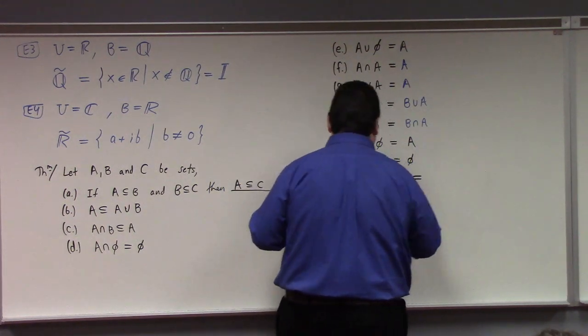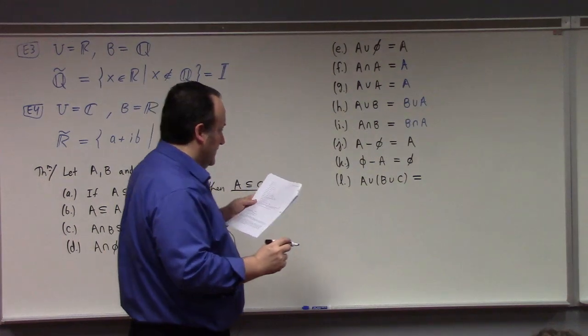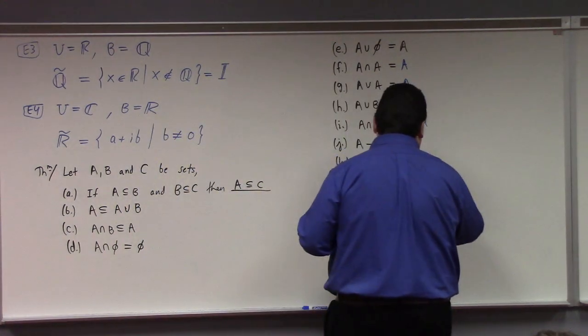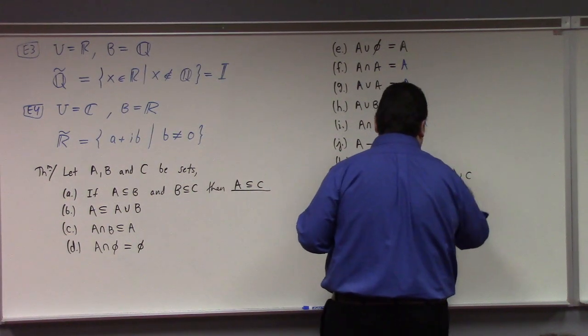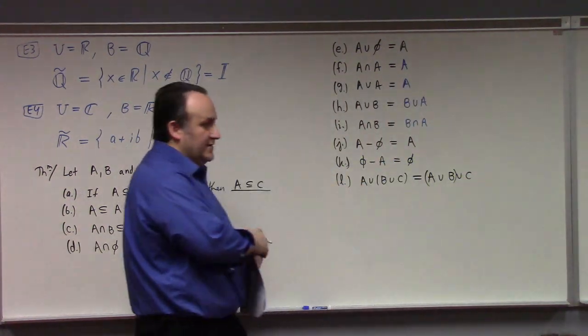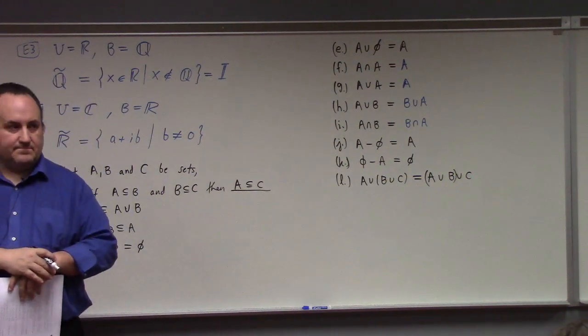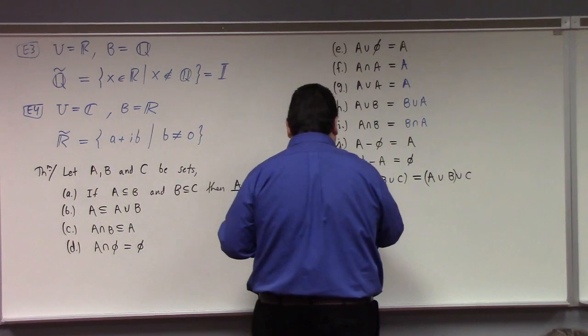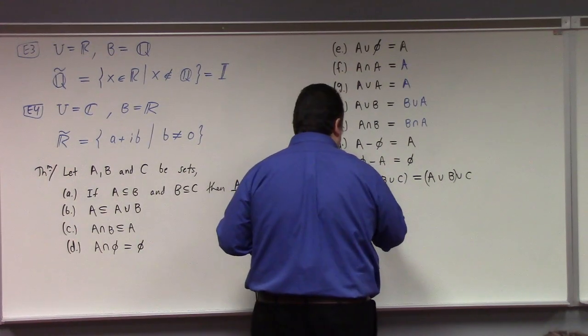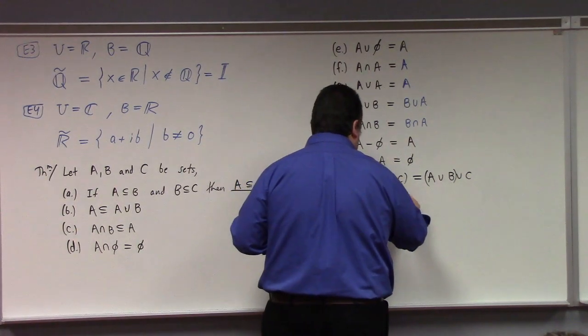All right, so (A union B) union C is A union (B union C). The English kind of lets us down here, but notice that the parentheses are in different places. So the union is associative, right? Union is associative. Guess what? The same is true for intersection. The intersection is also associative.